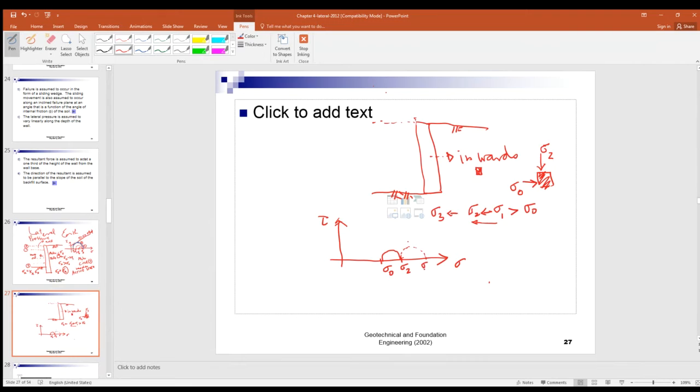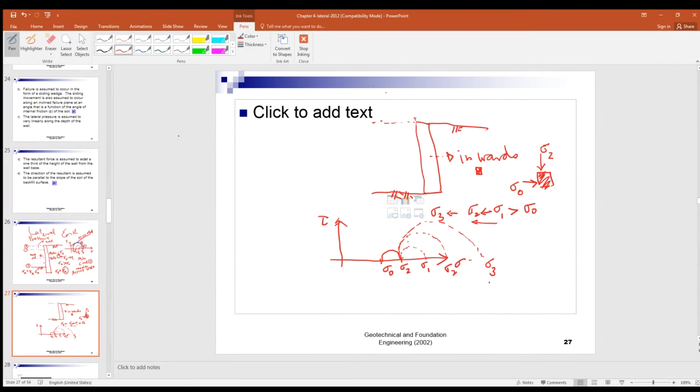So that is sigma 1, and then you get sigma 2. And then you got what? Much greater sigma 3, right? Because your horizontal stress is greater and greater.